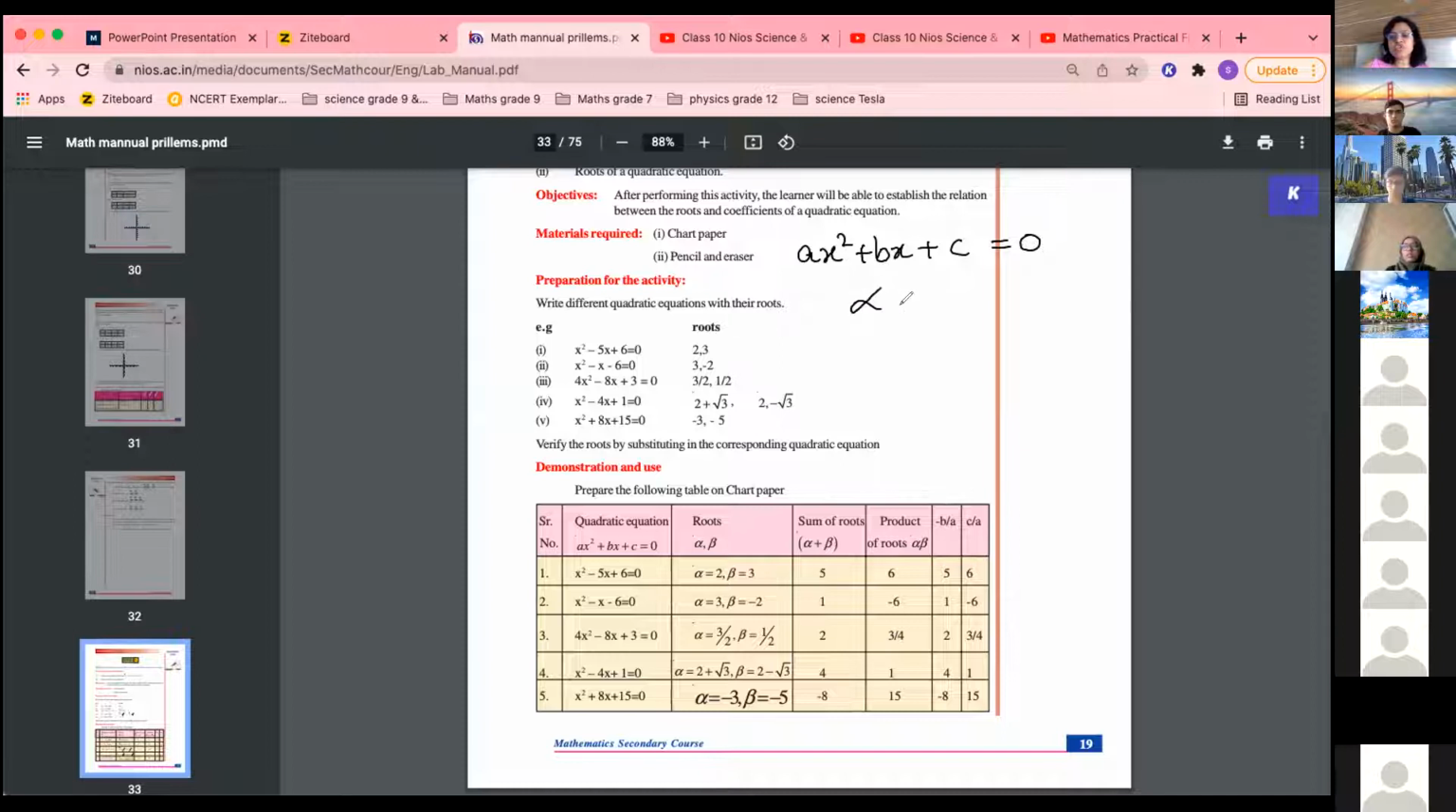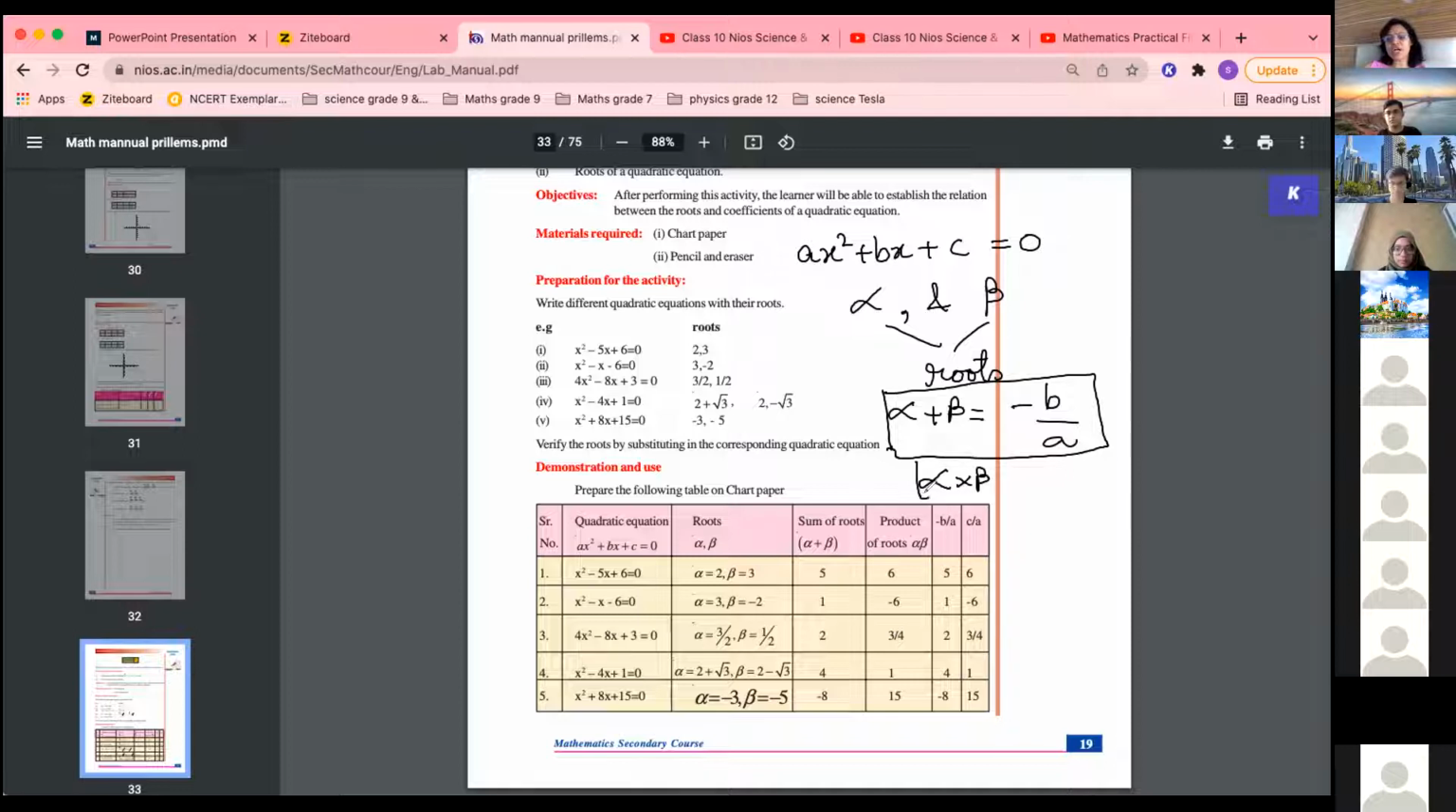So if we take the 2 roots as alpha and beta, let us suppose that alpha and beta are the 2 roots. Okay, roots means the 2 values of x. So the value of x is alpha and the other value is beta. There is a relationship between the roots. The sum of the roots, alpha plus beta, is equal to minus b by a. This you have to remember. Sometimes questions are also asked in MCQ. I have seen it in older papers. And alpha into beta, the product of the roots, is equal to c by a.